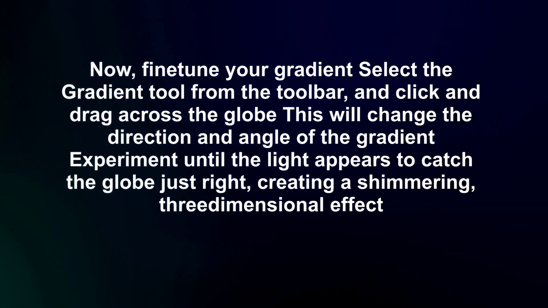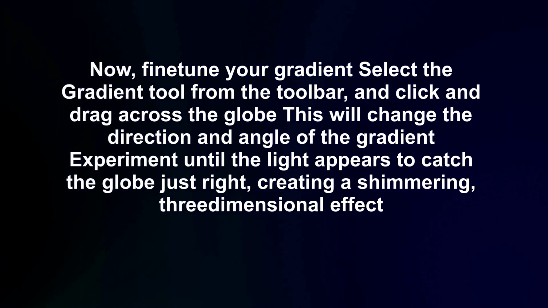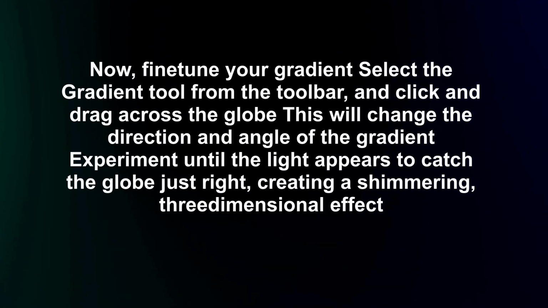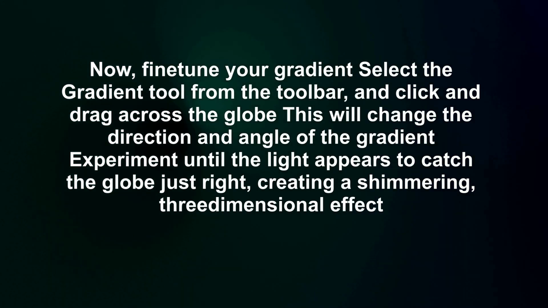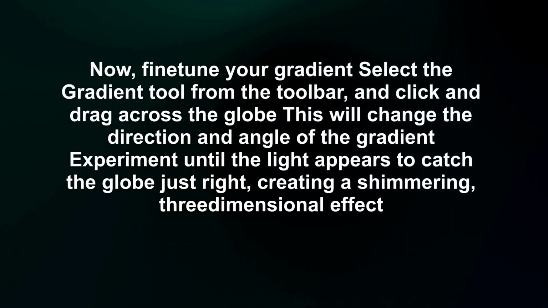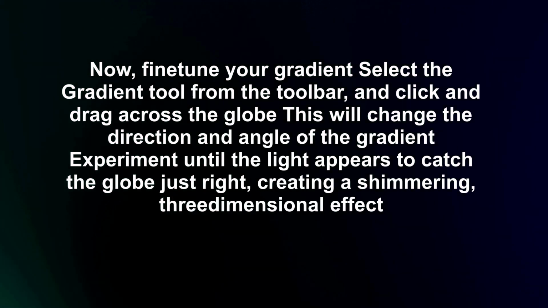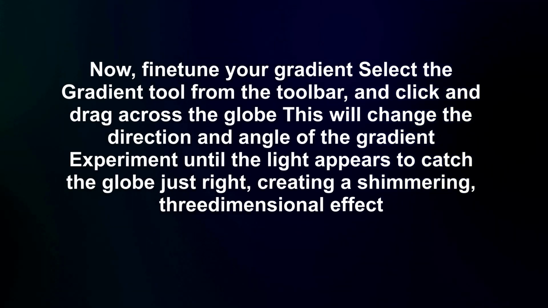Now, fine-tune your gradient. Select the gradient tool from the toolbar, and click and drag across the globe. This will change the direction and angle of the gradient. Experiment until the light appears to catch the globe just right, creating a shimmering, three-dimensional effect.